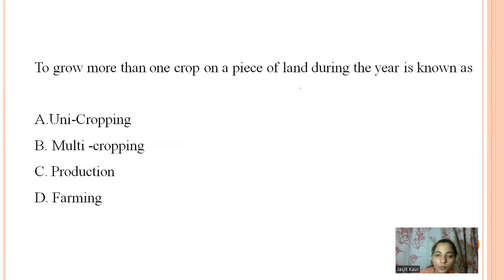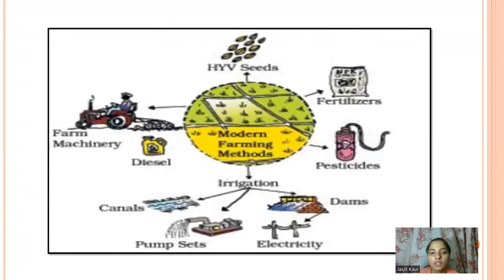So now moving forward, you have to answer this question: to grow more than one crop on a piece of land during the year is known as unicropping, multi-cropping, production or farming. Out of these four options, you have to choose one and tell me the answer in the comment section.